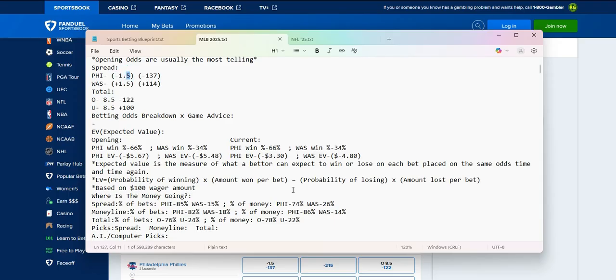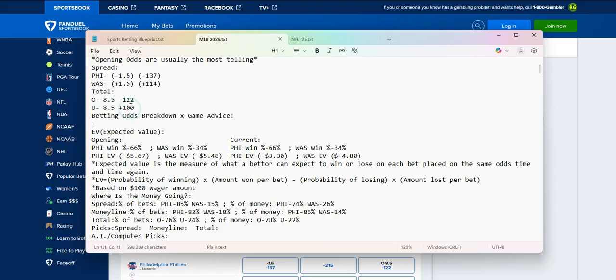74% of the money going with the Phillies on the run line. 82% of the betting and 86% of the money going with the Phillies on the run line, and the over is getting, on the total, 76% and 78% of the betting and the money respectively. So with that being said, look out for this under here at plus 100.